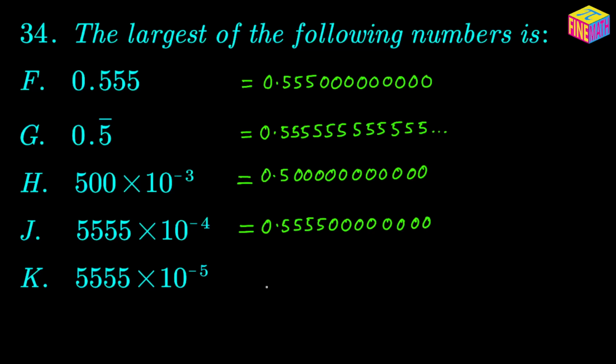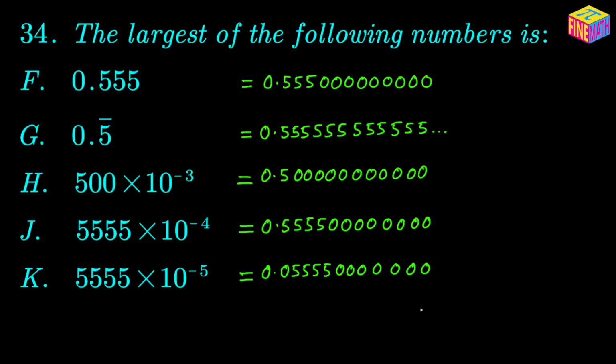And how about the fifth number? Well, the fifth number is almost similar, but here we have 10 to the power minus 5. So there will be a 0 right after the decimal point, right? So this is actually 5555 divided by 100,000, and this is going to give us 0.05555. So we can write it like this, and I'm going to add a few more zeros here.